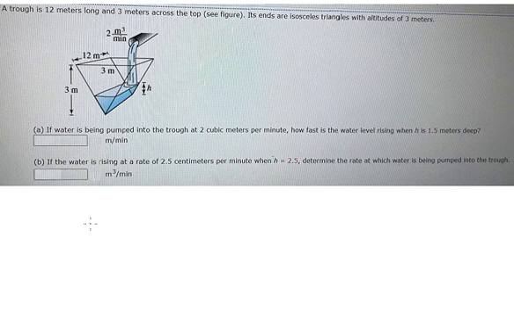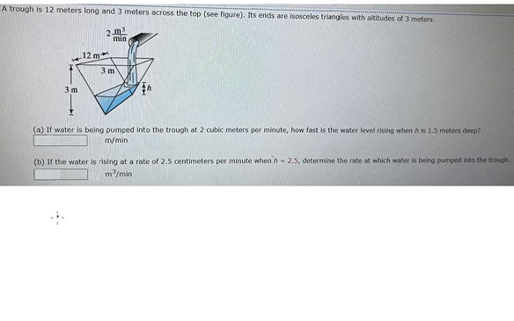Hello everybody. So today I want to talk about calculus. The topic today is about related rates of change. So now I want to show you how to answer.